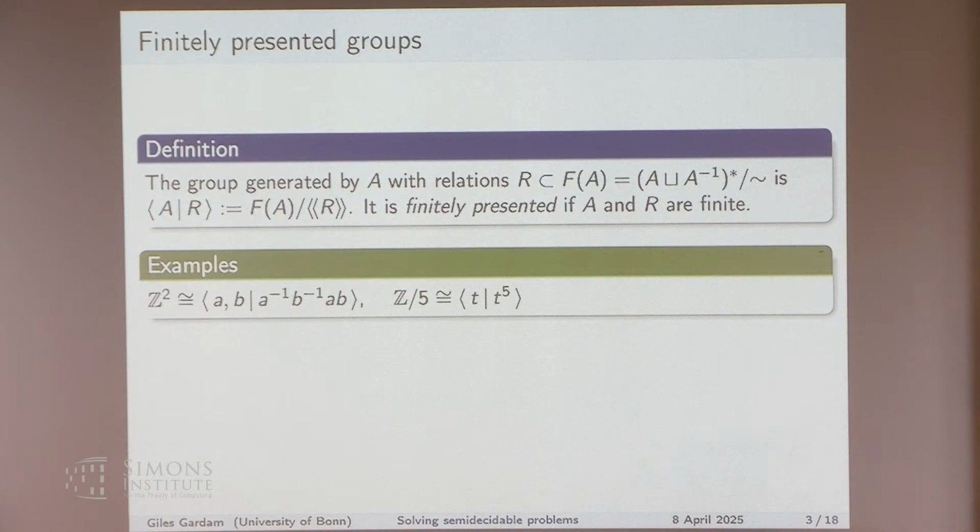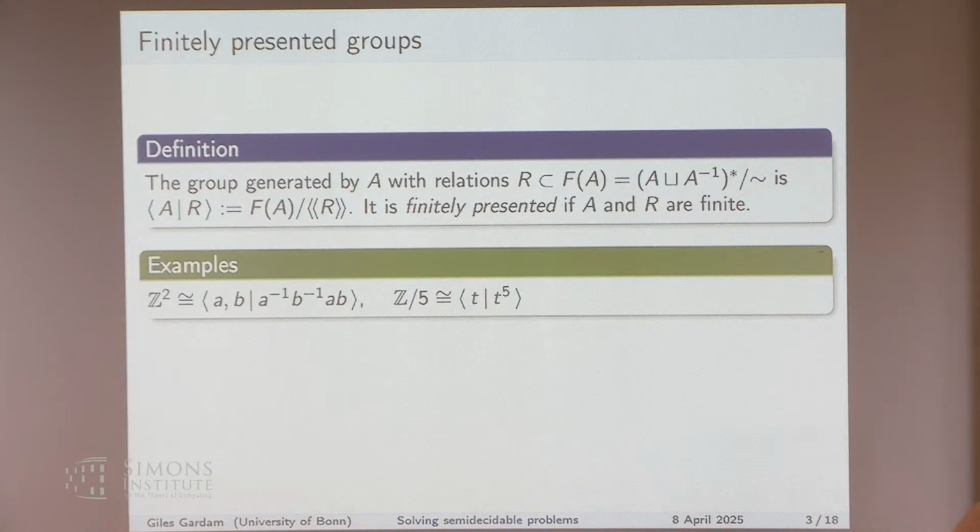So examples: if I take two generators A and B, and I say their commutator is trivial, that's the same thing as saying AB is equal to BA. The generators commute, and I get the free abelian group Z squared. Or I could take one generator and say its fifth power is trivial, then I've got the cyclic group of order 5.